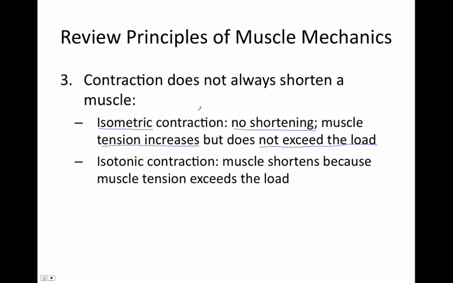And this would be an example of if you went out onto your front patio of your house, or if you went to your car, or just something that's really heavy and tried to lift it, your muscles are going to contract, but you won't overcome that load. There's no actual shortening of the muscle. In an isotonic contraction, the muscle shortens because muscle tension exceeds the load. In isotonic, we're going to overcome the load, and we're going to shorten the muscle.